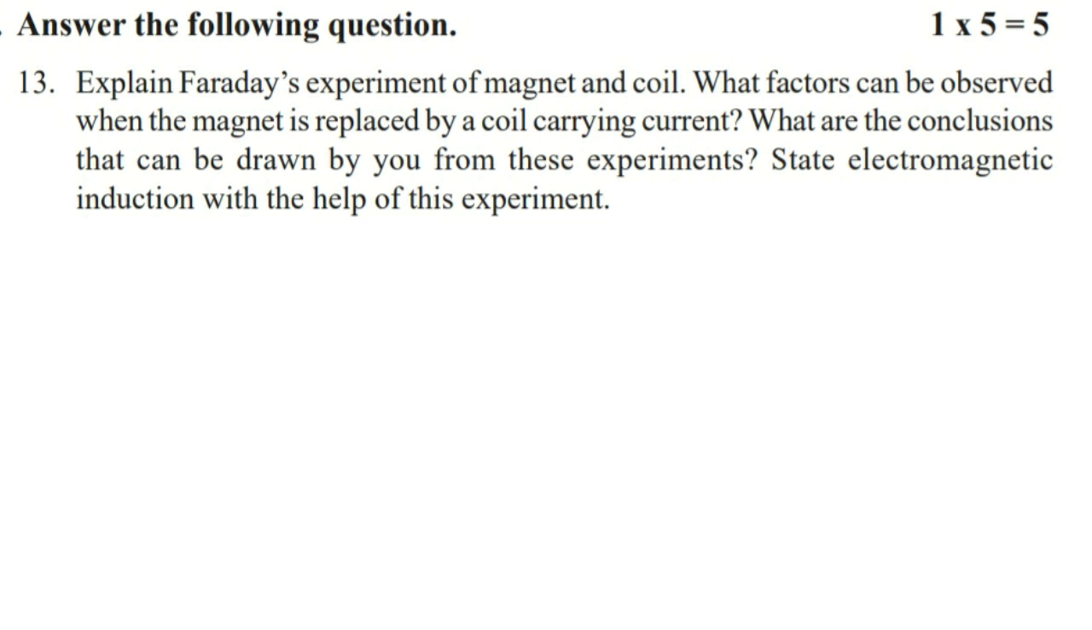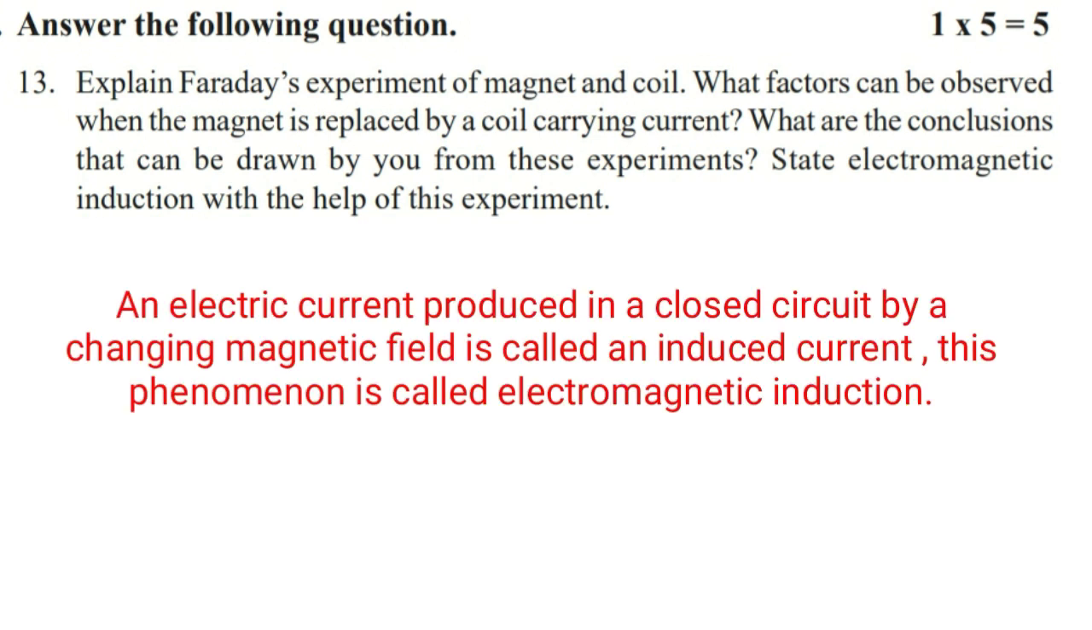Next part of the question. State electromagnetic induction. Answer. An electric current produced in a closed circuit by a changing magnetic field is called an induced current. This phenomenon is called electromagnetic induction.